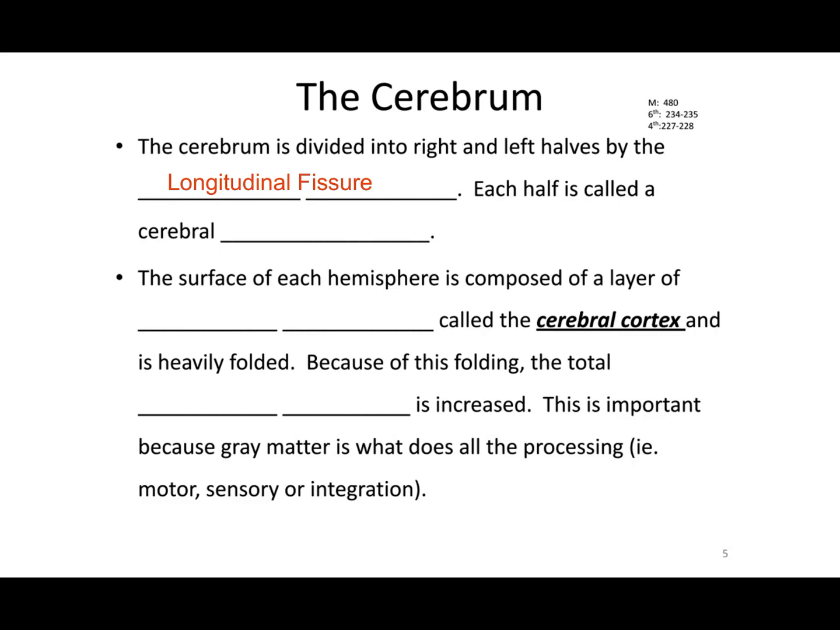So structurally, the cerebrum is divided into right and left halves along what's called the longitudinal fissure. You'll see this when we do the sheep brain dissection. Each half is called a hemisphere. The surface of each hemisphere is composed of a layer of gray matter. Remember that gray matter is going to not have myelin. So the signals are going to go much slower in gray matter.